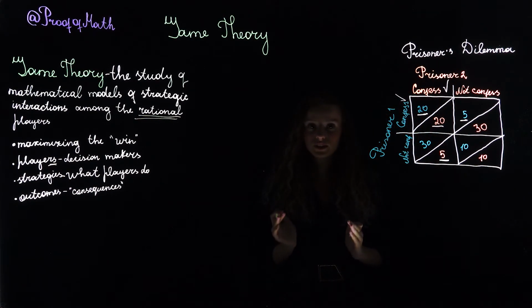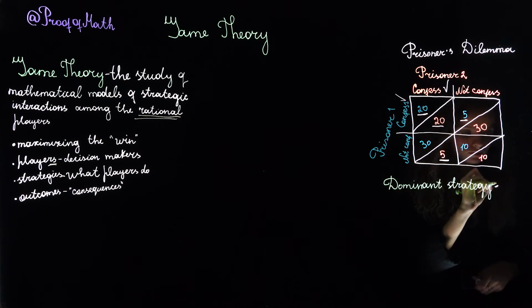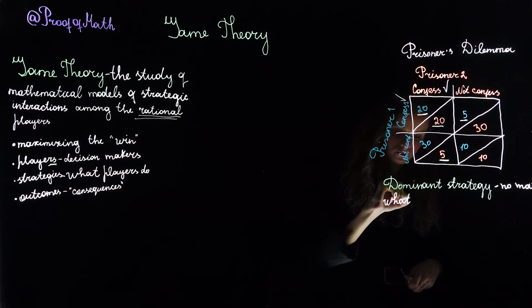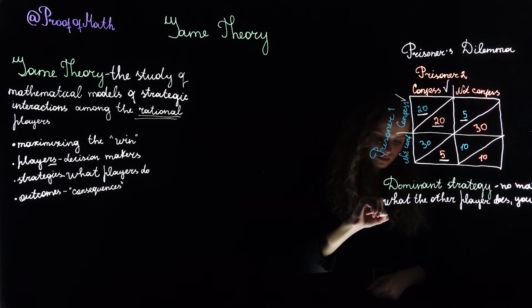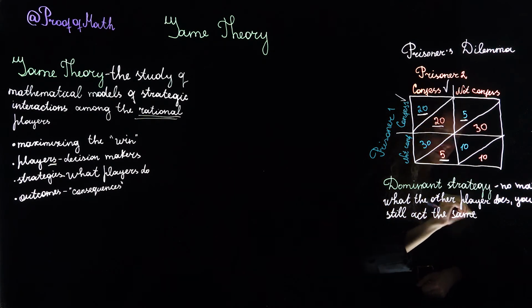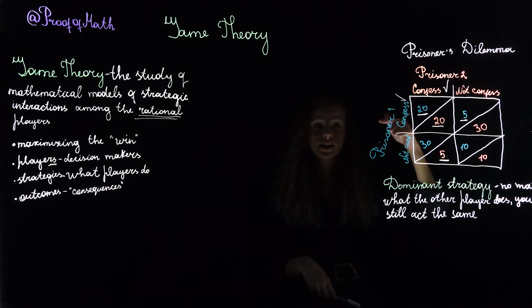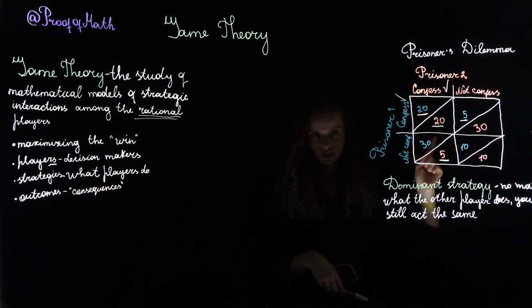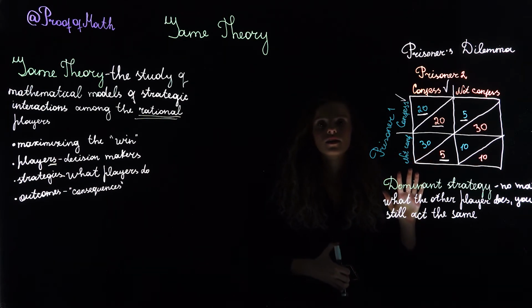Now let me define what the dominant strategy is. In very simple terms, the dominant strategy is that no matter what the other player does, you're still going to act the same. So you see, no matter what prisoner number 2 does, prisoner number 1 is always going to confess. So for prisoner number 1, the dominant strategy is to confess. The same is true for prisoner number 2: no matter what prisoner number 1 does, prisoner number 2 is also going to confess.